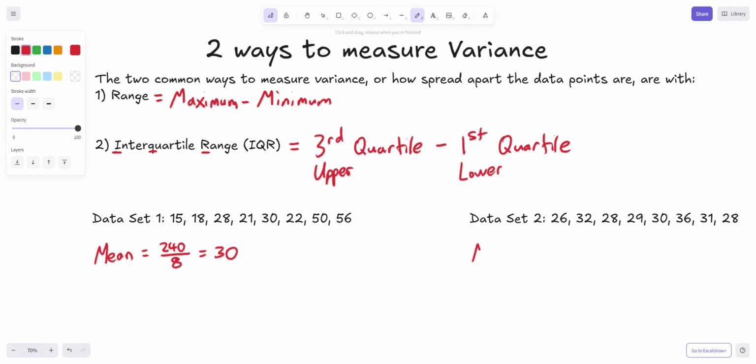For the second data set, same thing, right? If I add up all the numbers, I end up with 240 again. Divide by 8, and I get a mean of 30. So these two data sets have the exact same mean. What about the median?